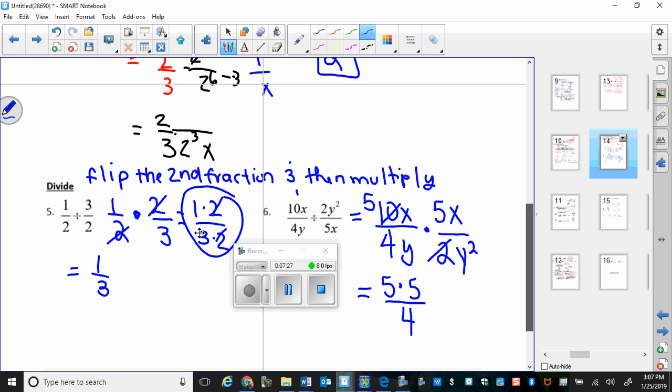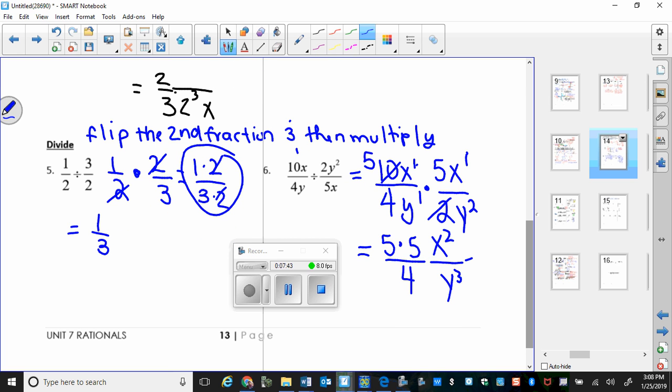And then for my x's, I have x squared. So I have x to the 1, x to the 1. 1 plus 1 is 2, so x squared. On the bottom, I have y to the 1 and y squared. So that's 3 of those. Simplified, I have 25 x squared over y to the 3rd.